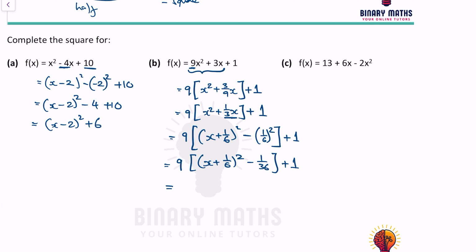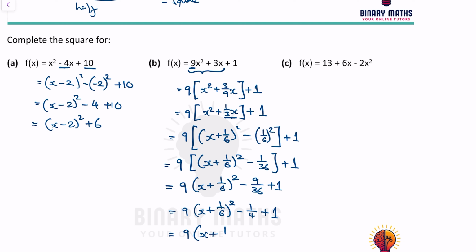Multiply each part out, so I get 9 times (x plus 1/6) squared, take away 9 over 36, plus 1. 9 over 36 cancels down to a quarter, plus 1. Minus a quarter plus 1 is 3/4, so I end up getting 9 times (x plus 1/6) squared plus 3/4.